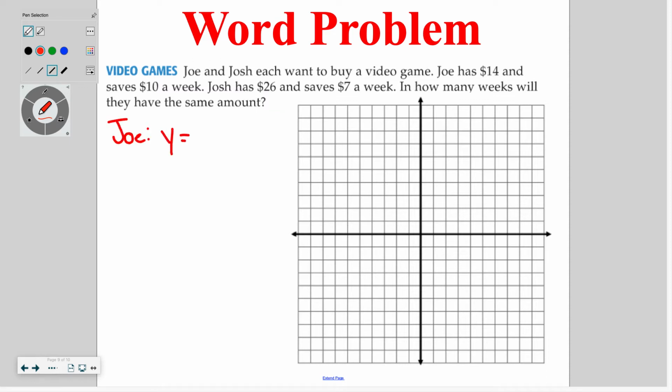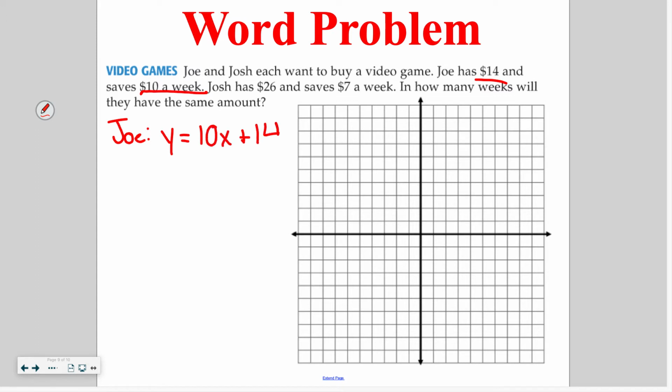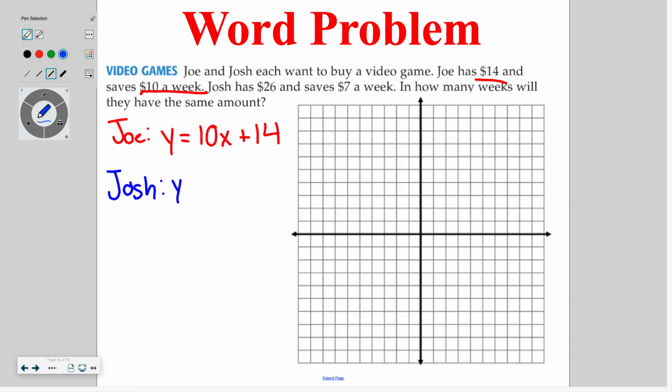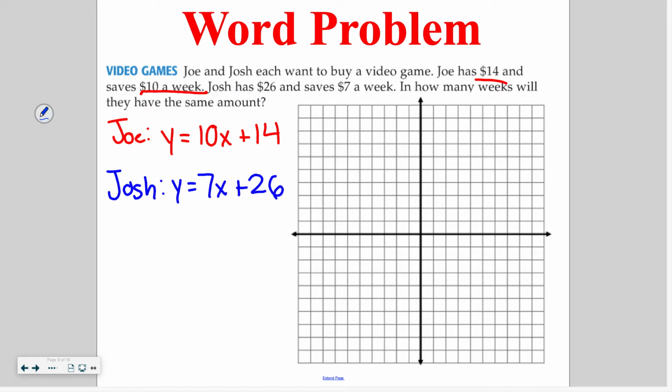It says that he has $14 and saves $10 per week. Remember, the slope is what's changing, so we're getting $10 per week plus the 14 that he already had. And then for Josh, we've got, he has $26 and he is changing by $7 per week. So that's his slope and y-intercept.